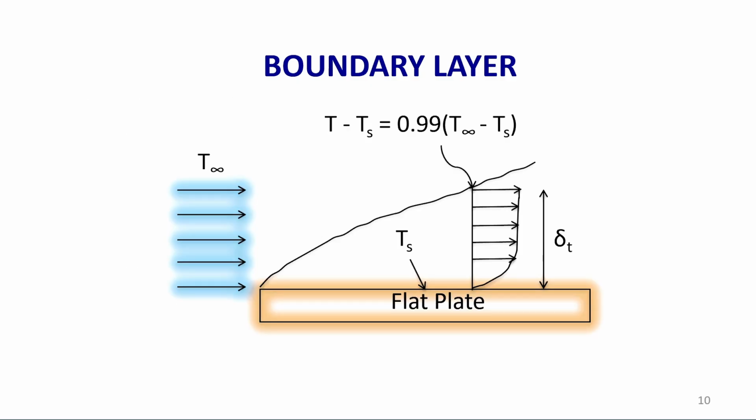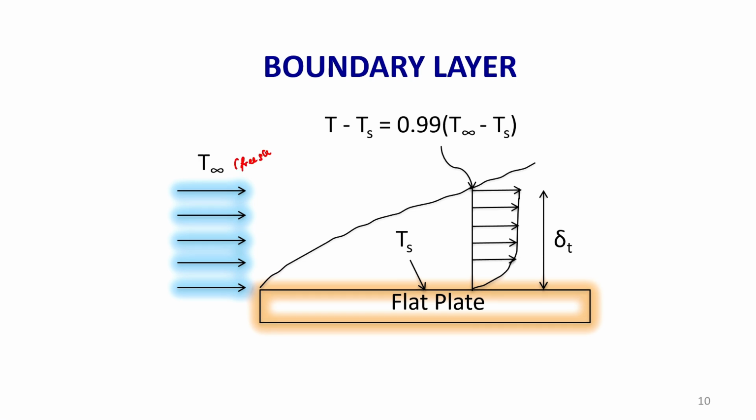Now let us see the thermal boundary layer. Here, like a velocity gradient, there will also be a temperature gradient. Whatever the mode of heat transfer may be, there will be a driving force for the heat flow to take place, otherwise there is no heat flow. So, instead of a free stream velocity, this is the free stream temperature.